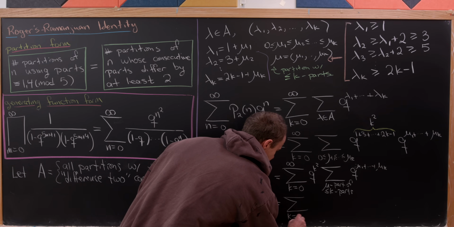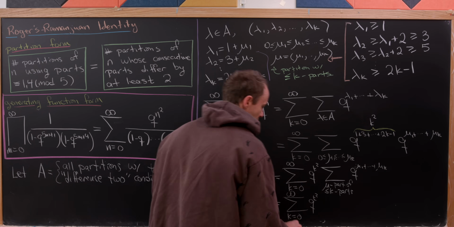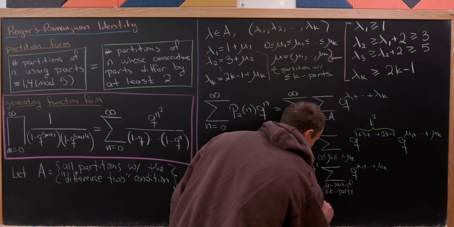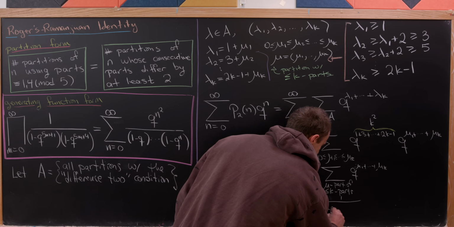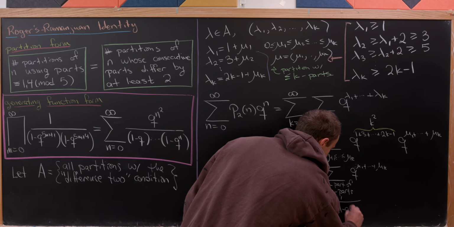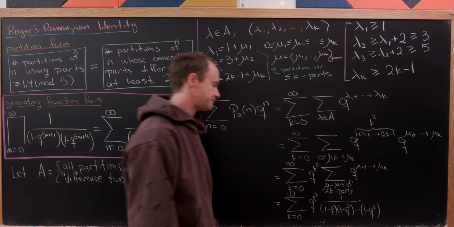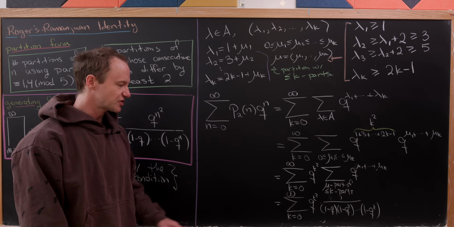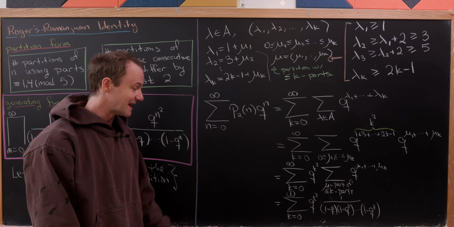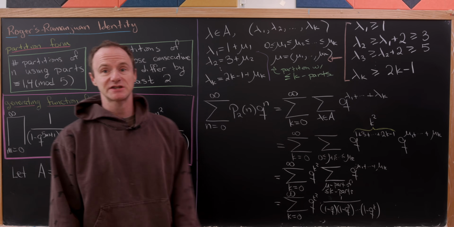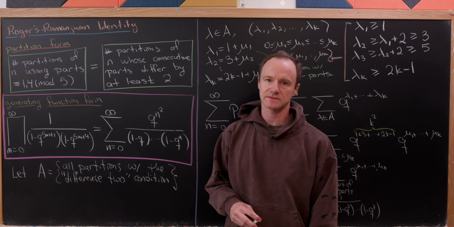So let's have the sum as k goes from 0 up to infinity of q to the k squared. And then that's going to be multiplied into 1 over 1 minus q times 1 minus q squared, ending at 1 minus q to the k. But now we're essentially done. We put that q to the k squared in the numerator, and then we can re-index the k back to an n, and it looks exactly like the right-hand side of this.